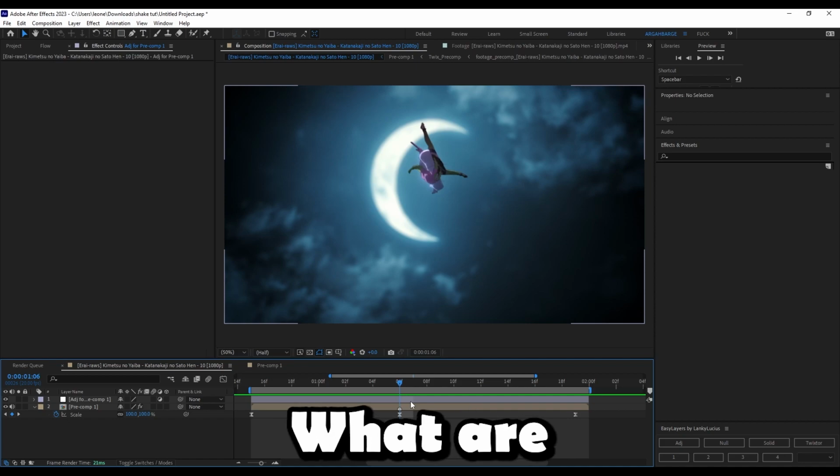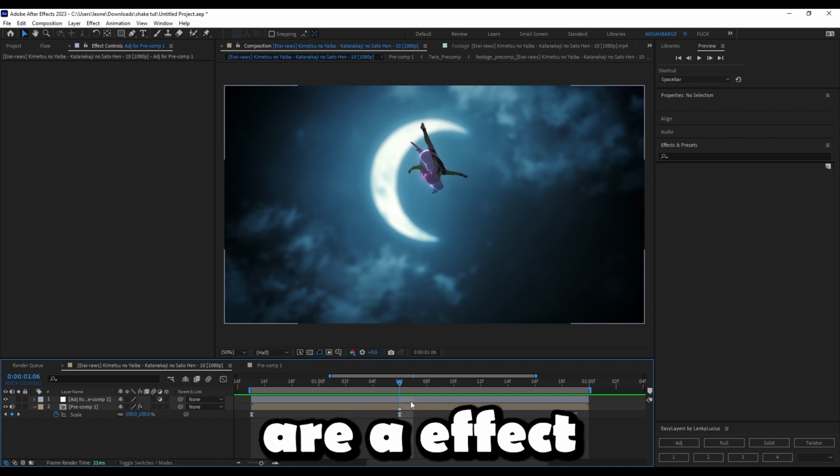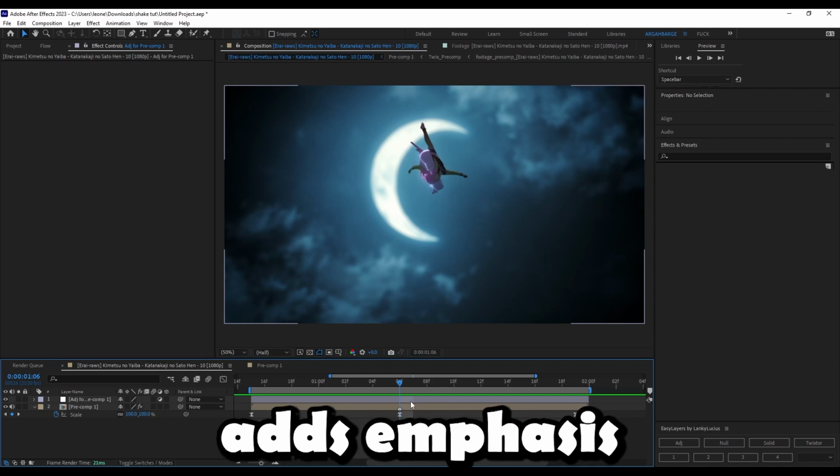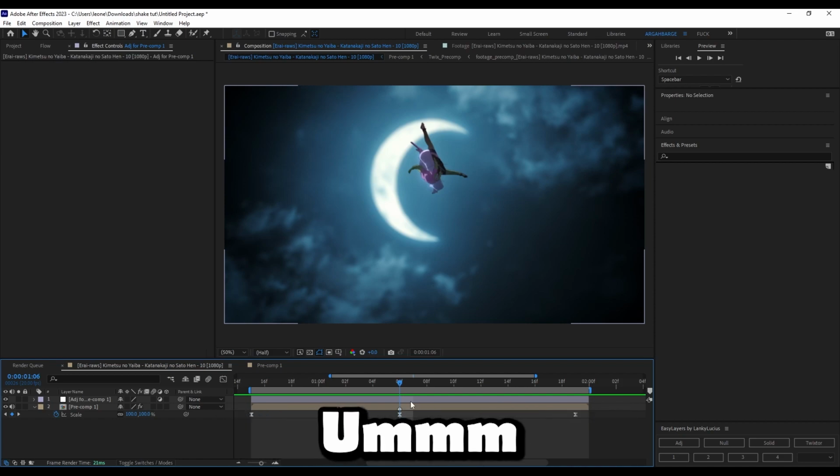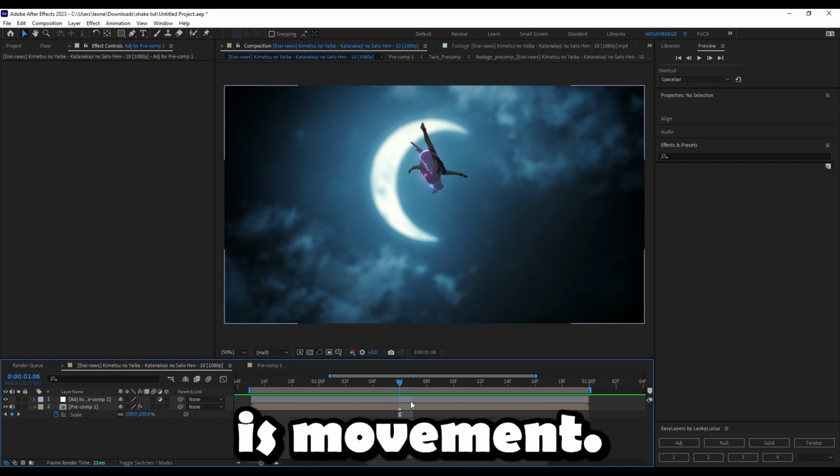So shakes, what are shakes? Shakes are an effect that just adds emphasis to movement. So when would you use shakes? Transitions, mainly transitions. One thing to keep in mind when you're making a shake is movement.